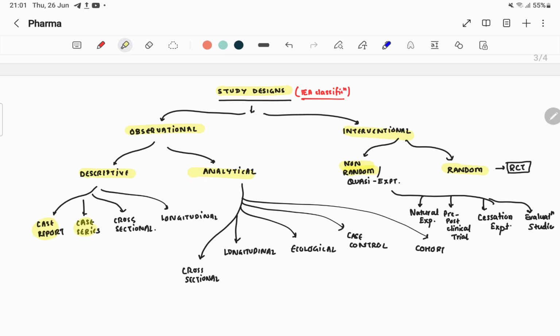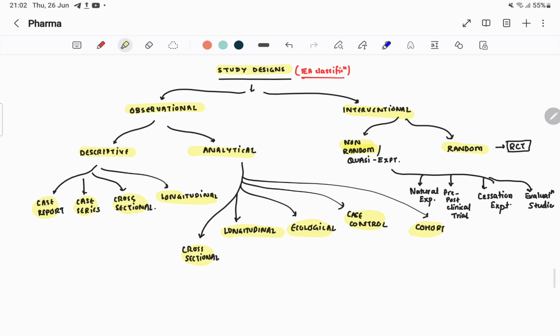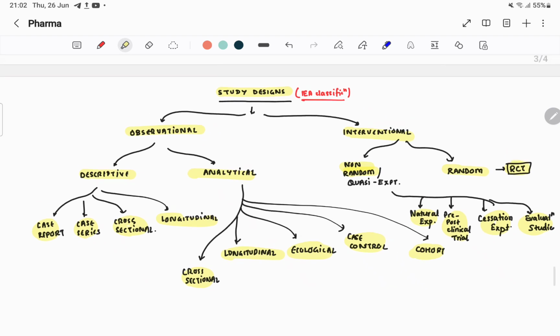Then descriptive: case report, case series, cross-sectional, longitudinal. Analytical, we have cross-sectional, longitudinal, the same ones, ecological, case control study and cohort study. Non-random: natural experiment, pre-post, cessation, evaluation. And random, we have RCT, that is randomized controlled trial. So these things you have to remember as far as the classification of epidemiology is concerned, right?